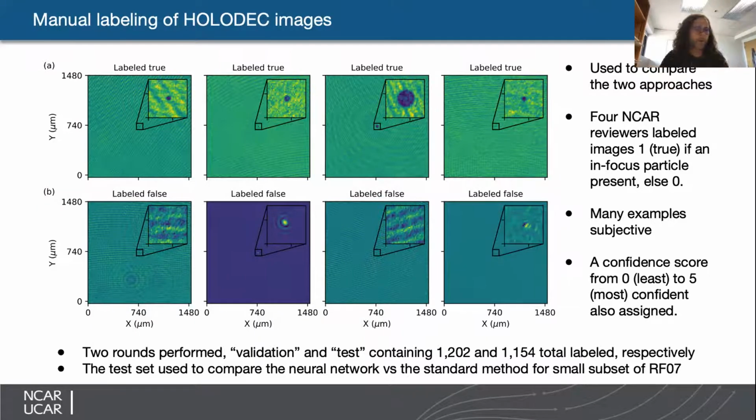So before I get farther into the weeds of our pipeline, we needed to manually label some of these RF07 holodeck examples.